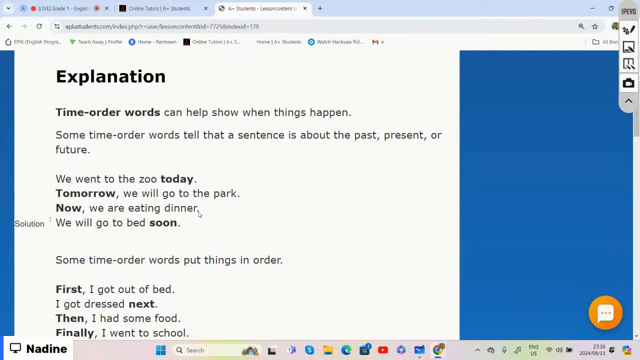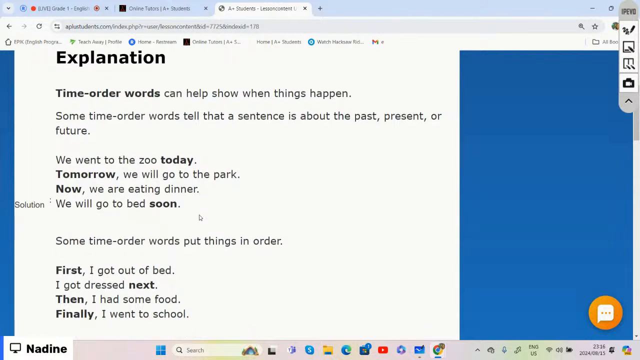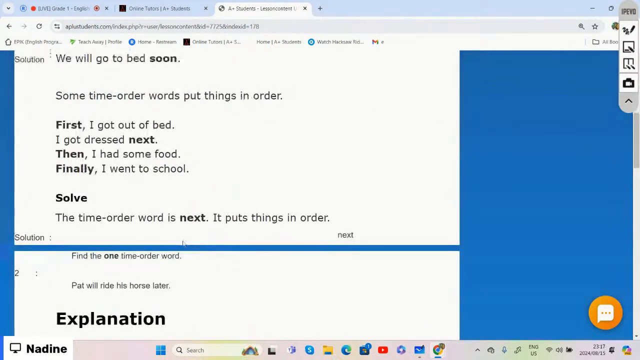All right. And we see that with some of our time order words, we can put things in order. And then we say, first, I got out of bed. That's the very first thing they did. I got dressed next.